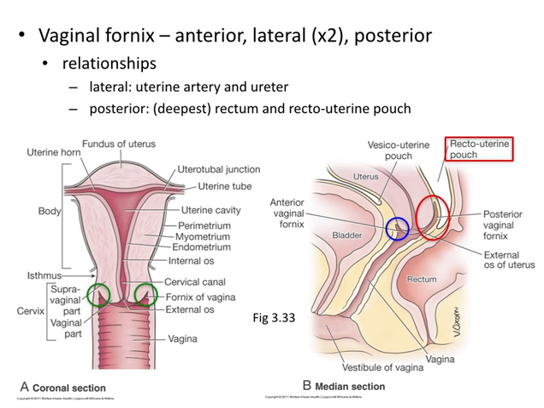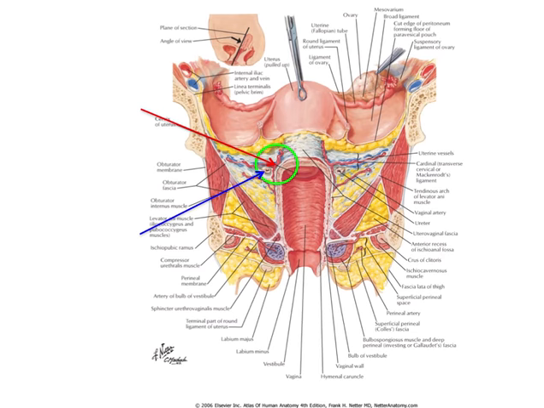Laterally, the lateral part of the fornix, highlighted by the two green circles, is an important region because the uterine artery and the ureter are located right adjacent to the lateral fornix. So if we go to this image here, you can see the green circle. You have that lateral fornix of the vagina, and right beside it, highlighted by the red arrow, is the uterine artery, and then the blue arrow, the ureter. And that has important clinical and surgical significance. So that's the anatomy around the vagina.